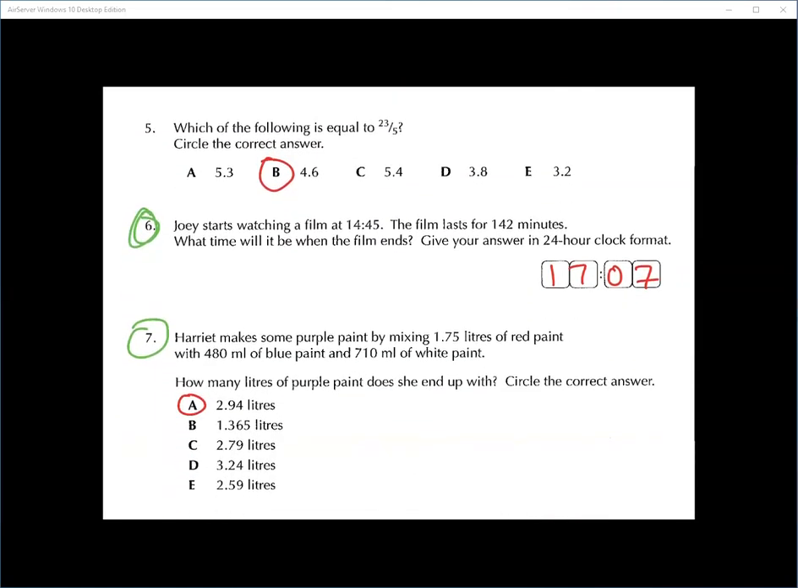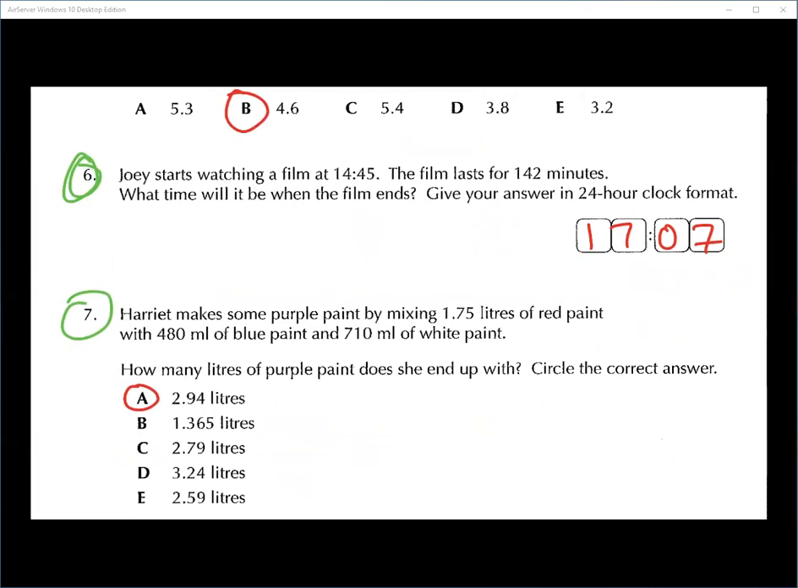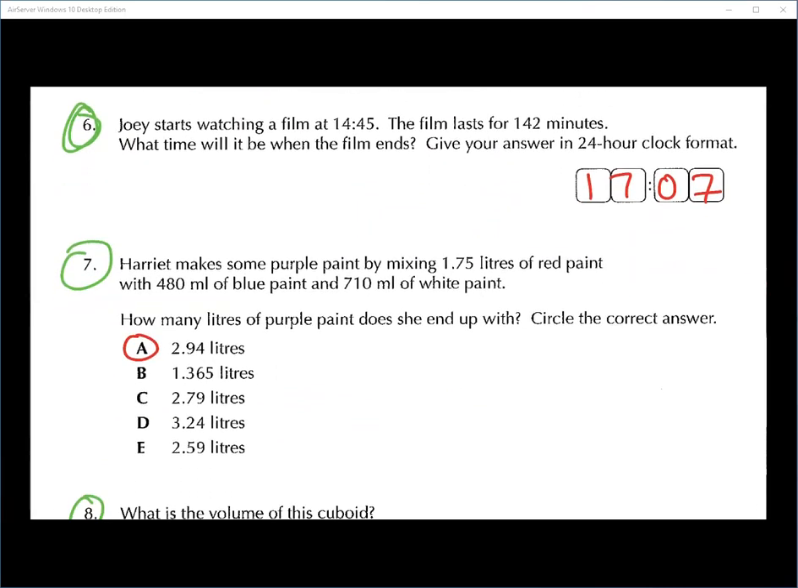Okay, question number 6. Wow, who needs help on question number 6? Mr. Yahya, join me, number 6, please. Go.